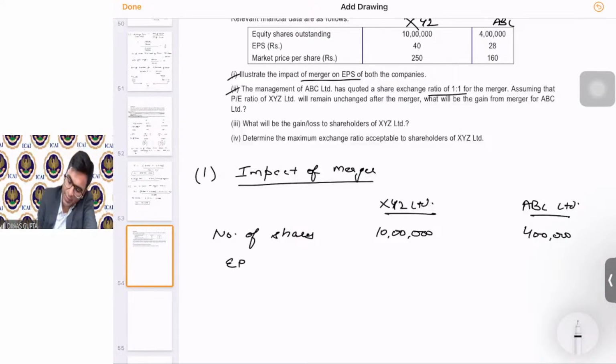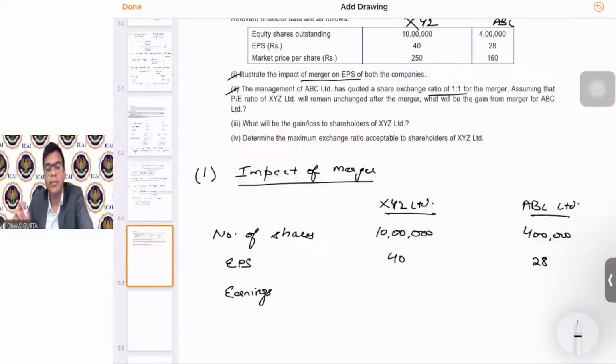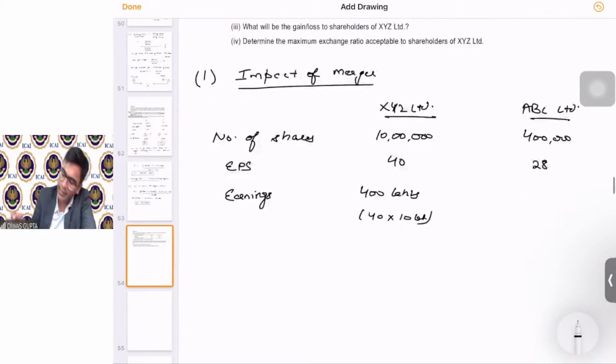Now the EPS is 40 rupees and here it is 28, right? So the earnings overall becomes how much? Why do we need overall earnings? Because then only at a merged entity level, we will be able to calculate the EPS, right? So 40 into 10 lakhs becomes 400 lakhs. Similarly, 28 into 4 lakhs, 112 lakhs.